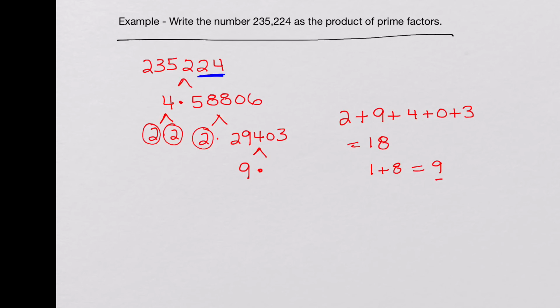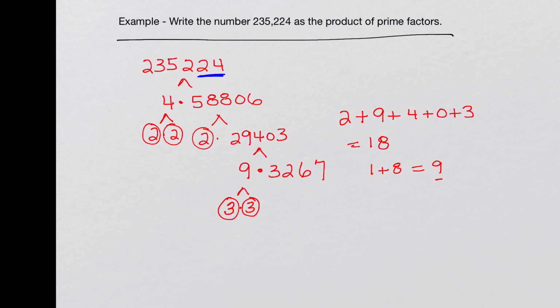And say 9 goes into 29,403. How many times? Let's see. That would be a 3, and that is 27, and 24, and so on. Okay, so I have 9 times 3,267, and the 9 is 3 times 3. There we go. That was easier.